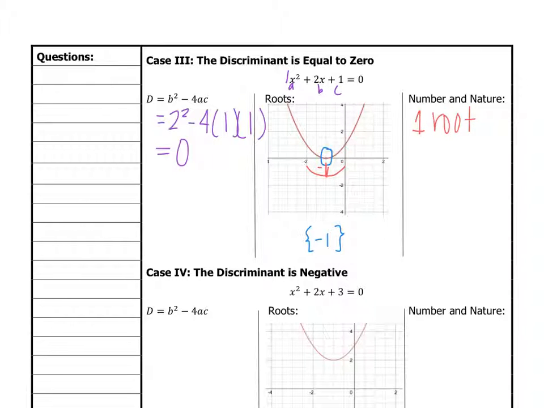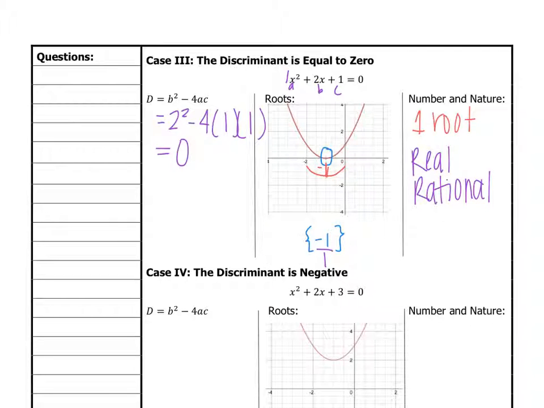And then we're going to describe it. Because it's crossing your x-axis, it is real. Because it's a -1 that can be written as a fraction, just simply over 1, then that means it's rational.